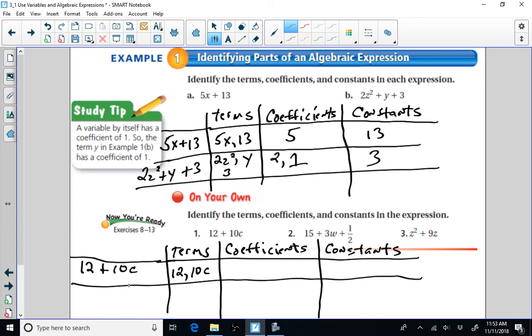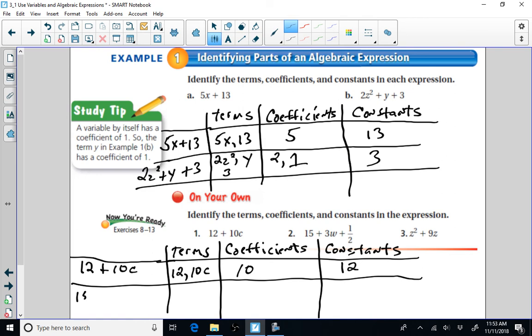My coefficients are any numbers that are multiplying variables. Well, the only variable I see in that expression is the c. 10 is multiplying the c. So a coefficient here is just 10. Your constants are any terms without variables. Well, 12 is your only term without a variable. So 12 is your constant. All right, let's look at our next one.